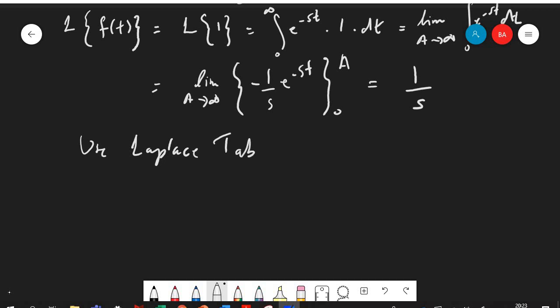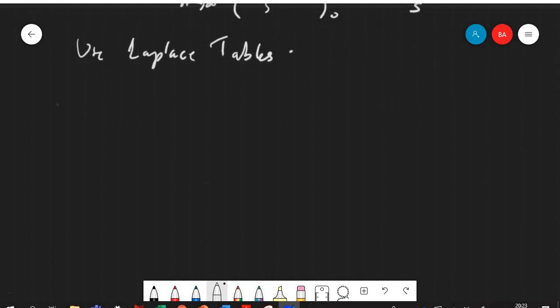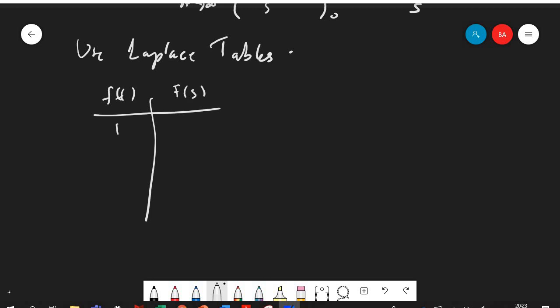Using Laplace tables, that means the tables that show you, if you have f of t, the function, if it is 1, then after taking Laplace, in this direction, it will be Laplace. And from f of s to f of t, it will be Laplace inverse.